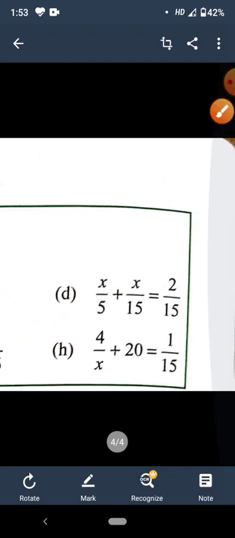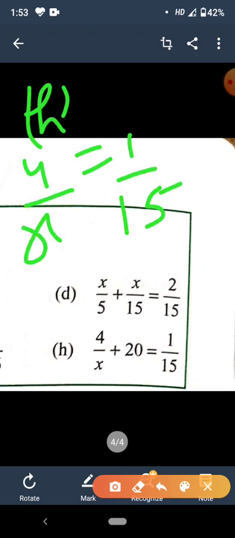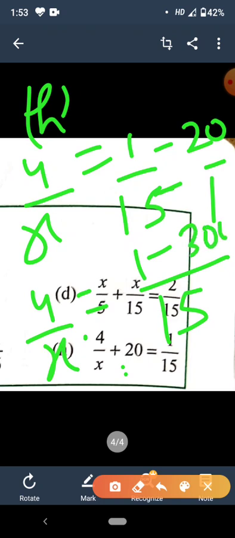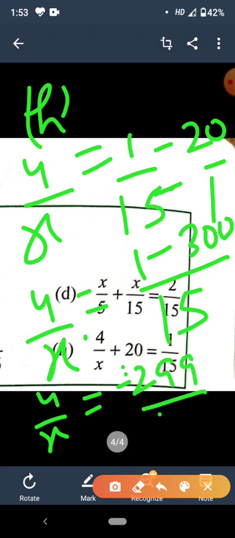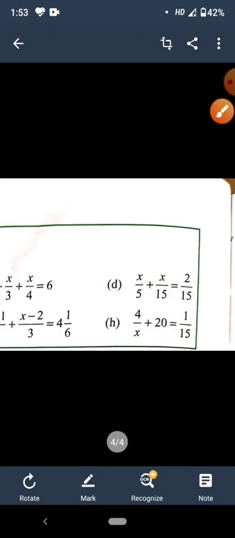Here also the same thing, h, in case of the h part, 4 by x. Now this is 1 by 15, this plus 20 will go to the other side, so it is plus, so it will become minus. Now take the LCM, it will be 15 to the 300. Solve it beta, so it is minus 299 upon 15. Now do the cross multiplication, have x on one side and get the value of x, match it from the book. So you will try this exercise today.